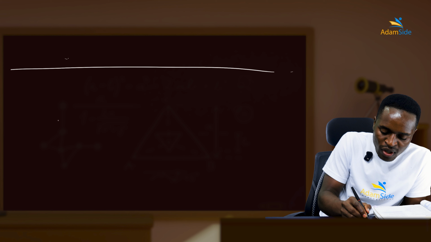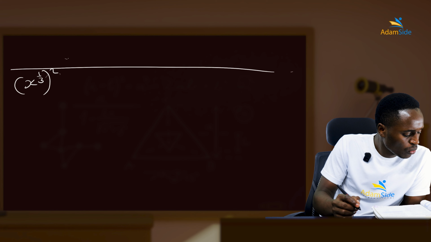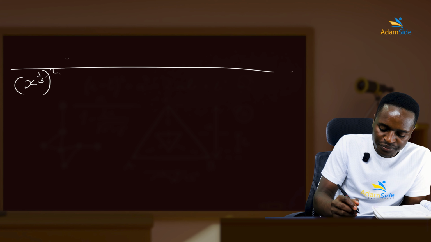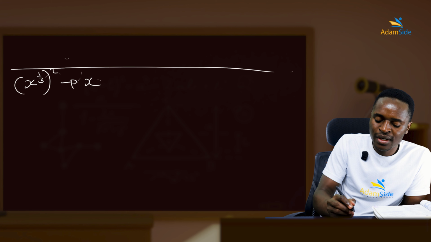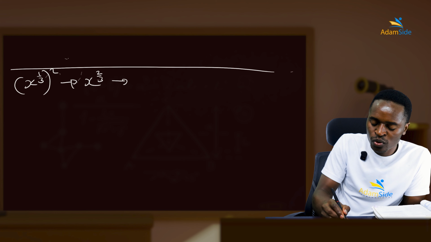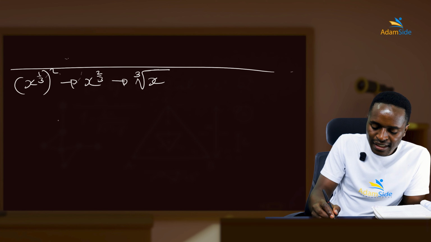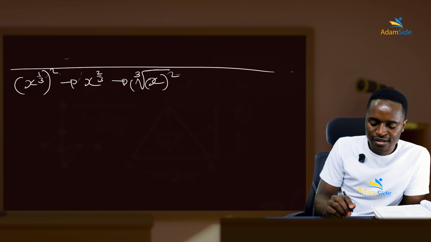For example, let's say you have x power 1 over 3 and then outside, 2. This is very simple. What do you do in this case? This is the same as we say when opening the brackets of powers, you multiply them. So a third times 2 is the same as 2/3. So to represent this, it is the same as the cube root of x, then squared. That's it. You get your answer.